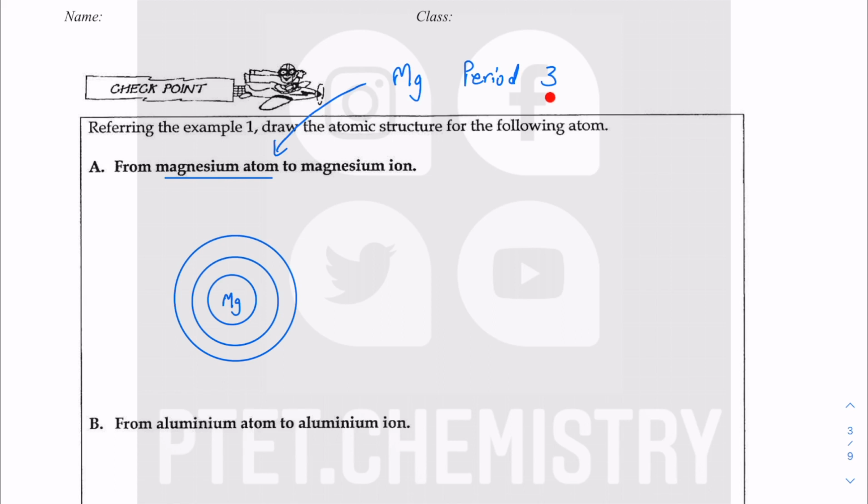The period number, the number of the period in Arabic numeral, as I mentioned in the atomic structure lecture, tutorial and all the exercises before, tells you how many shells are occupied by electrons. And then looking at the group number, it is 2, so that means there are 2 valence electrons, 2 electrons in the outermost shell.